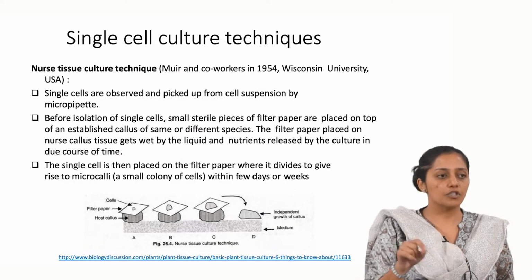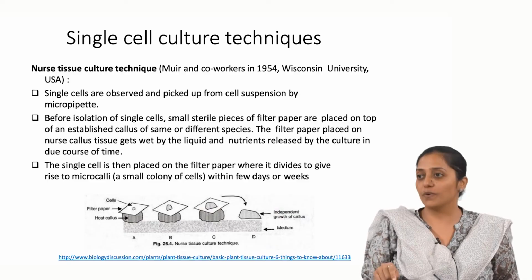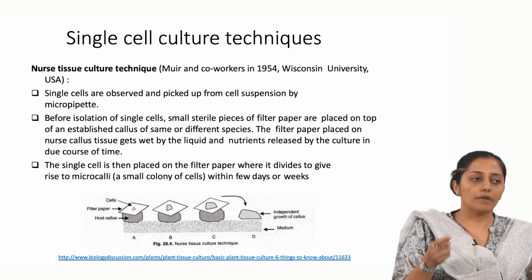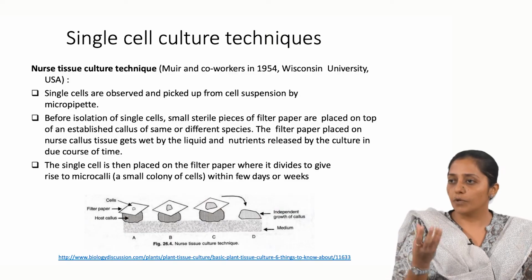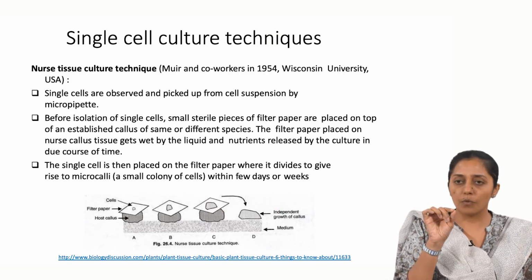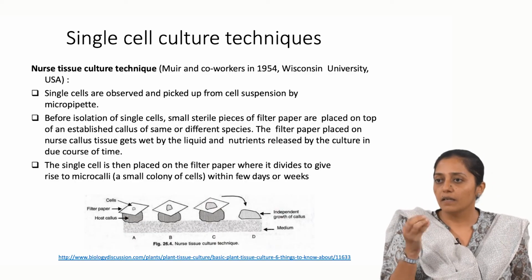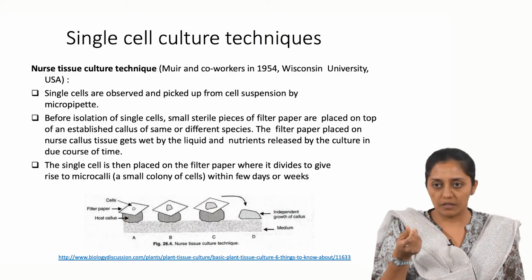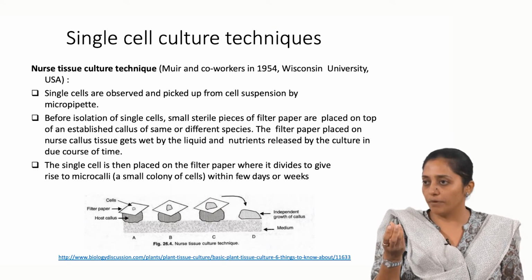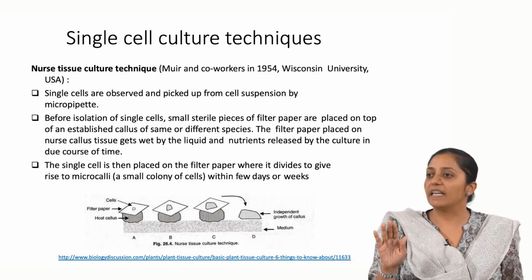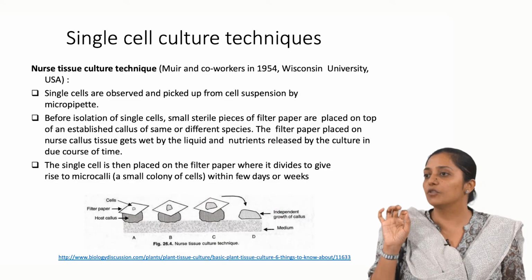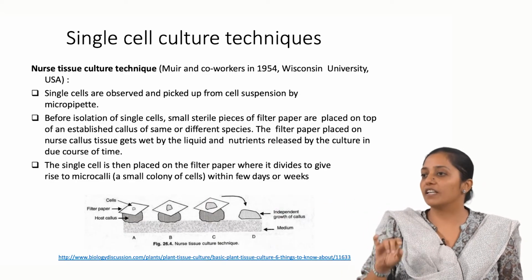And when I say nurse tissue culture, there is a nursing tissue involved. In this technique, you take a small piece of a callus, of the same variety or of a different variety, put it in a sterile environment on a petri dish, and put a small sterile filter paper on top of it. The metabolites or the liquid released by this fresh, nursing callus will wet the tissue on top of it. This wet tissue, which now has the nutrients and other metabolites released onto it, you then inoculate with your single cell using the pipette. That is the single cell from which you need to generate the callus.